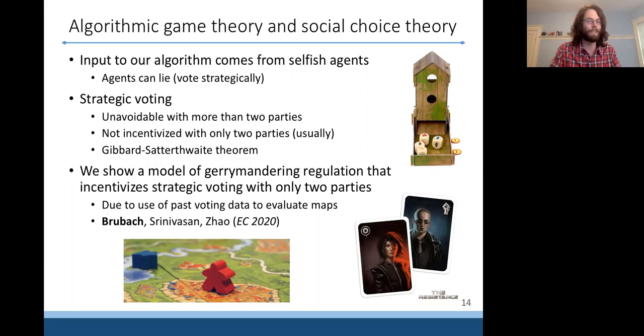And typically we think of this not being incentivized with two parties, right? If there's two parties, you're typically incentivized to just vote for the one that you prefer. But we'll show that actually, in this case, we can show a model where you're not necessarily incentivized to do that, because your vote is potentially affecting the way future maps are drawn and affecting multiple elections. This is joint work with my PhD advisor at Maryland, Arvind Srinivasan, and Sean Zhao, who was a high schooler at the time, but is now an undergrad at UC Berkeley.